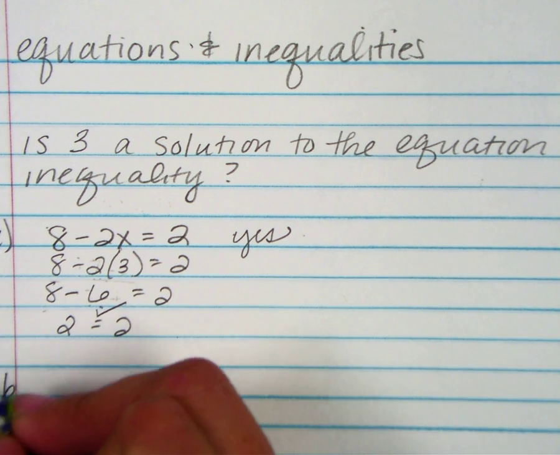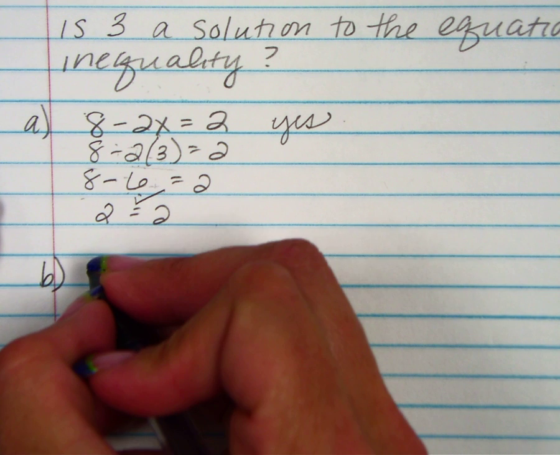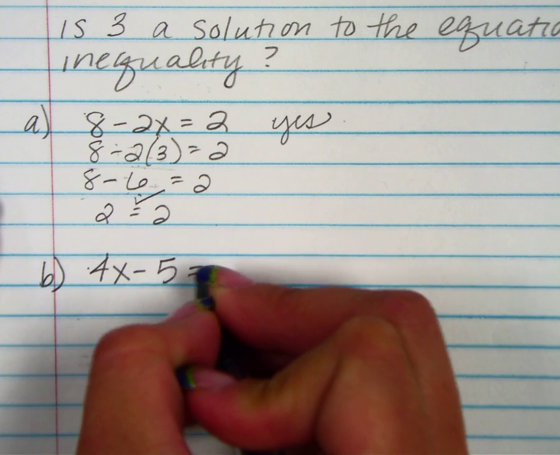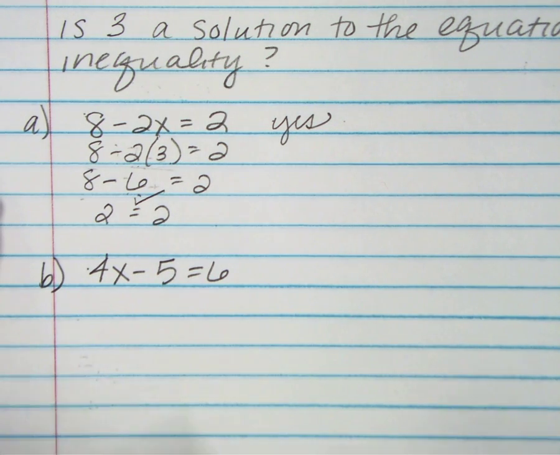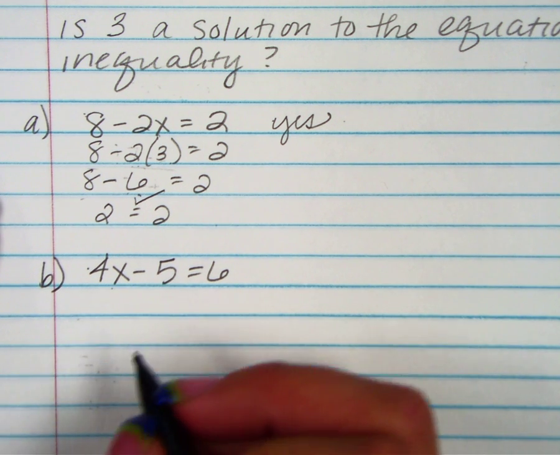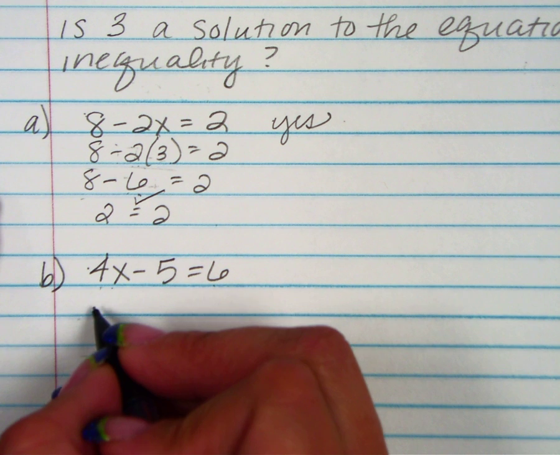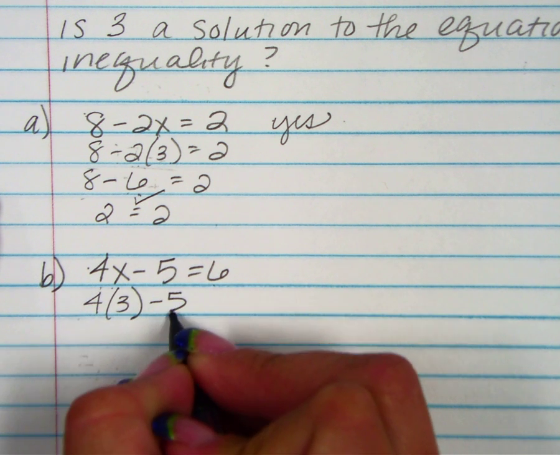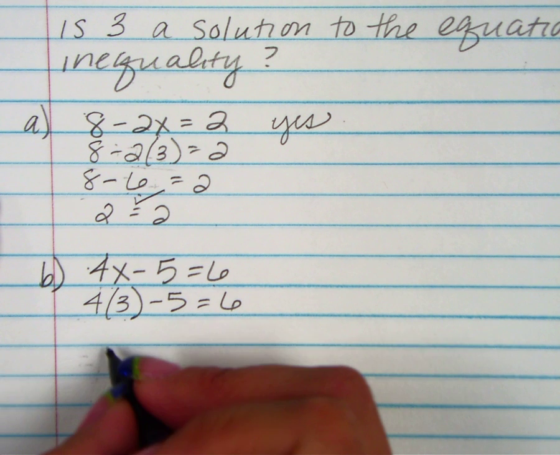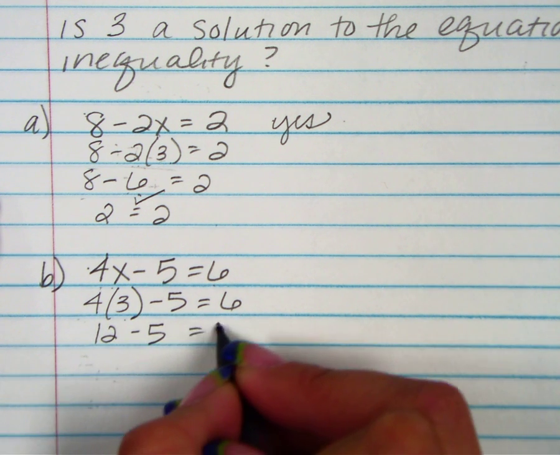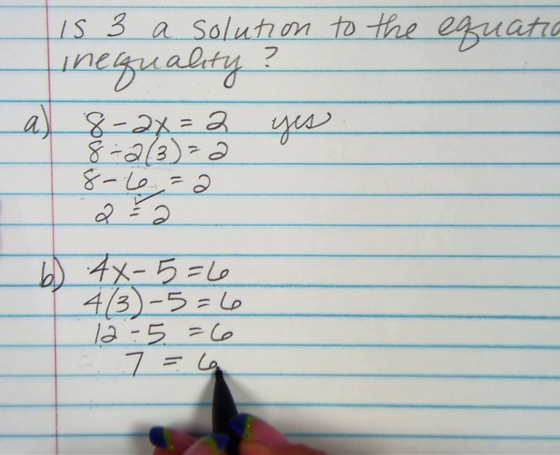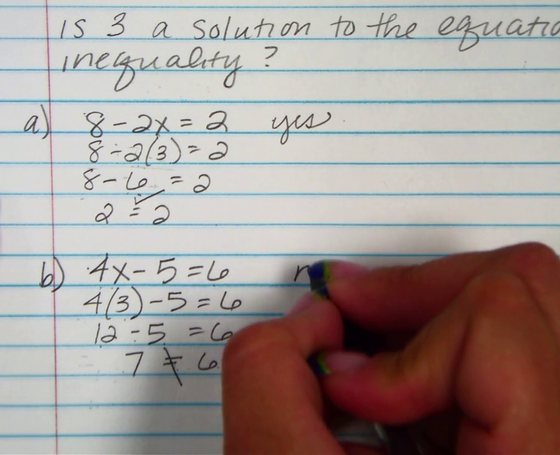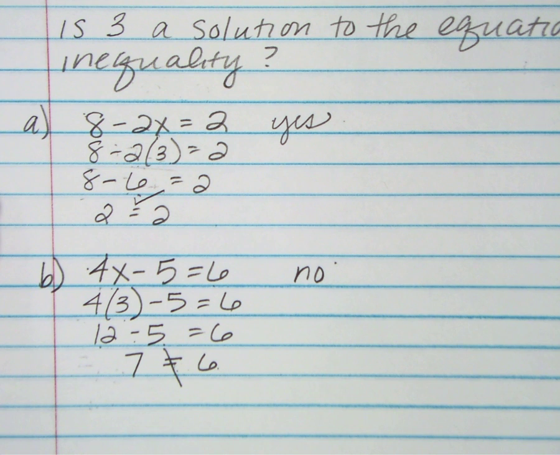So now let's try a second example. So this problem, we'll call it example B. The problem is 4x minus 5 equals 6. And we're still looking at whether 3 is a solution to this problem. Okay, so let's take a look. If I plug 3 in for my x, remember, to be a solution, it means that the equation works if I put the number in. So 4 times 3 minus 5 equals 6. And 4 times 3 is 12 minus 5 equals 6. And 12 minus 5 is actually 7 equals 6. So does 7 equal 6? No, it doesn't. Therefore, 3 is not a solution to this equation. So the answer for B would be no.